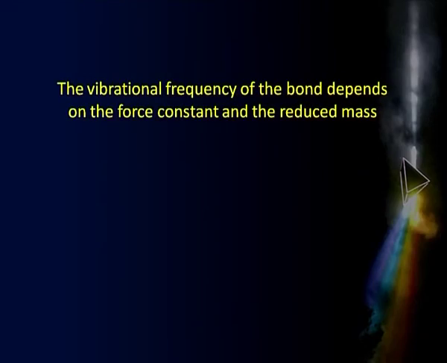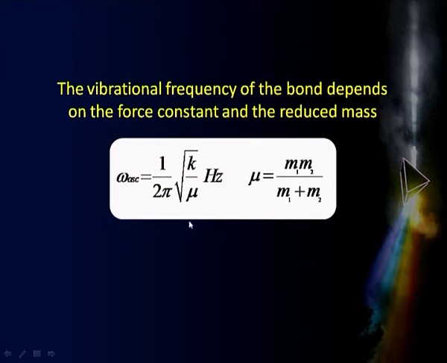When a molecule is vibrating, the vibrational frequency of the bond will depend on two things, the force constant and the reduced mass. The expression is very simple: omega oscillation is equal to 1 by 2 pi square root of k by mu hertz, where mu is the reduced mass. I am sure that you all know what reduced mass is. It is a simple expression.